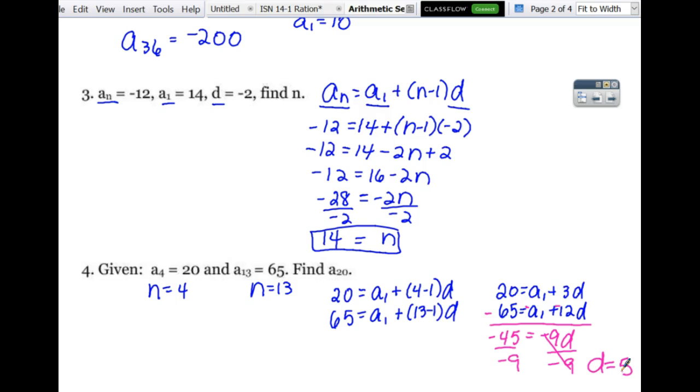Okay, so I have the D now. So which term am I looking for? A20. So I need to find A20. We didn't find A1 yet either, have we? So how do I find A1?